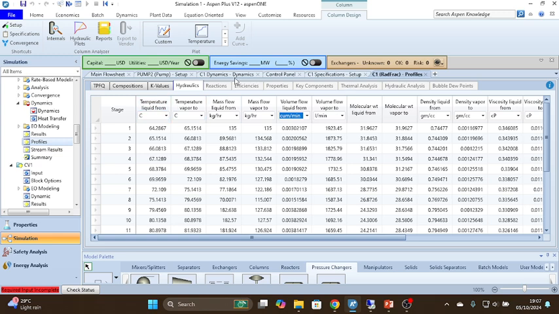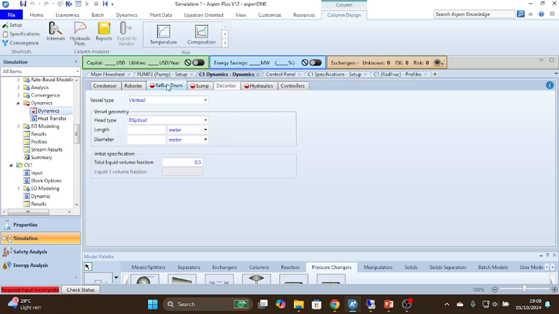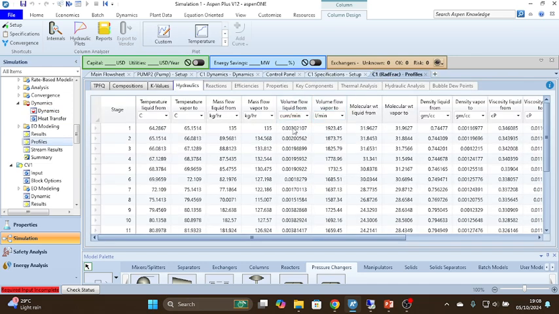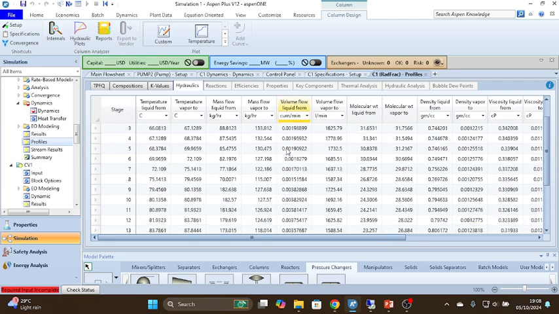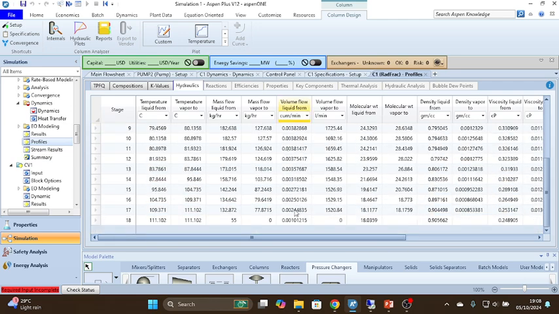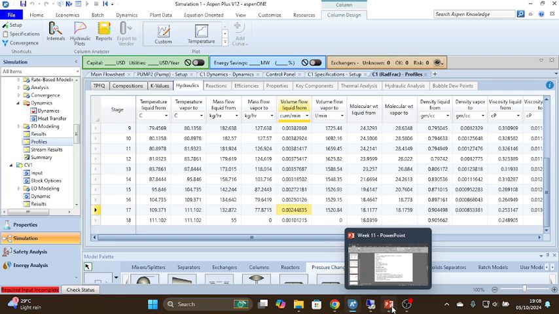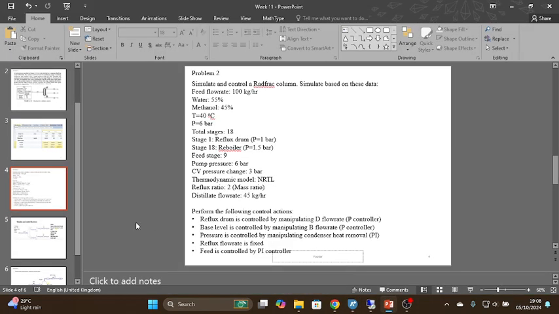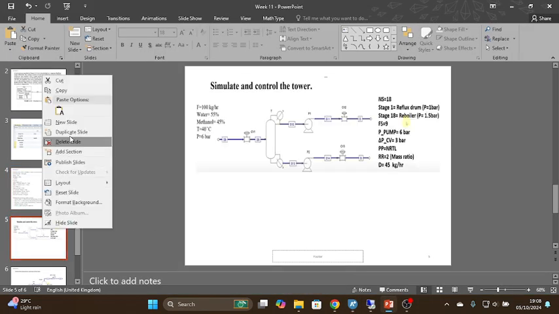First stage is our reflux drum, right? So in the first stage, the flow rate of the reflux drum is 0.003. We need to note down this value. Similarly, the flow rate at our 17th stage is 0.002. We need to perform calculation over here. So let me add a slide.